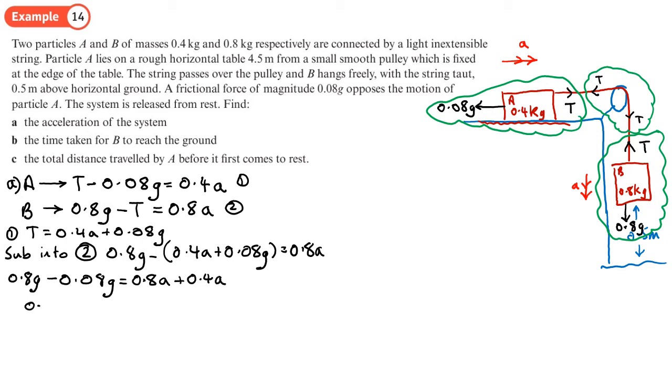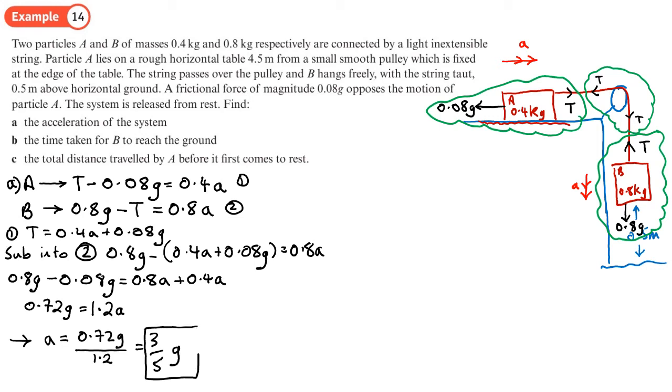So on the left, I'll be left with 0.72G equals 1.2A. So from there, I will have A equals 0.72G divided by 1.2. If I do that, 0.72 divided by 1.2 is 3/5. So I'm going to leave it in terms of G. So the acceleration is 3/5 G. I'm not going to change it to a decimal where I need to round and use my rounded answer. Let's keep it in terms of G. That's going to be more useful later on. And that's meters per second squared.